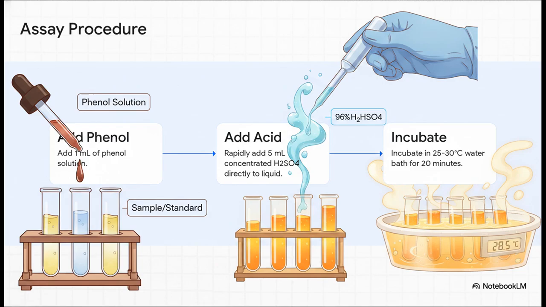All right, once your sample is prepped, we set up the main reaction. First, you add 1 milliliter of phenol solution to each tube. Then comes the make-or-break step, adding 5 milliliters of 96% concentrated sulfuric acid. After giving it a really thorough mix, you just let it stand, and then incubate your tubes in a 25 to 30 degrees Celsius water bath for about 20 minutes. This is what stabilizes that gorgeous color.